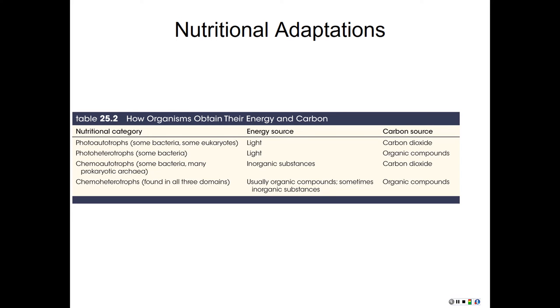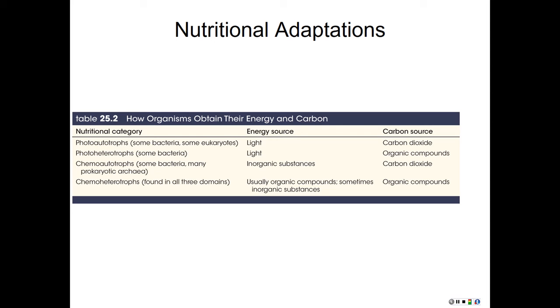A photoheterotroph uses light as an energy source, but must also consume organic forms of carbon in order to build its structures. Photoheterotrophs are pretty rare, and we just find them in a couple of prokaryotes.